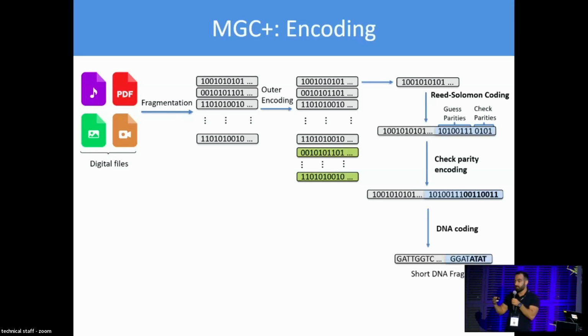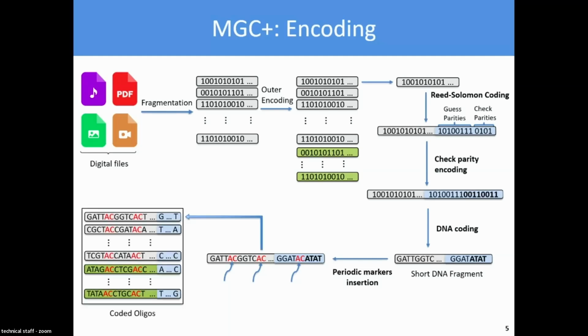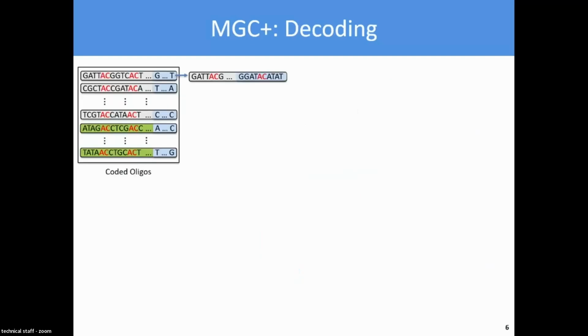And then we're going to map this to DNA using DNA coding. It could be as simple as 2 bits, like one DNA symbol for every 2 bits. And then we're going to introduce some markers in this sequence, periodic markers. And in the end, we get our coded oligos, which looks something like this. Now, the interesting part is the decoding.